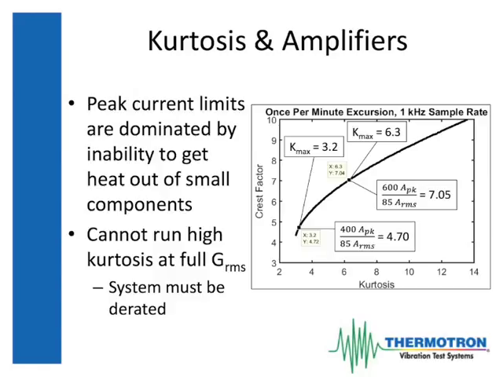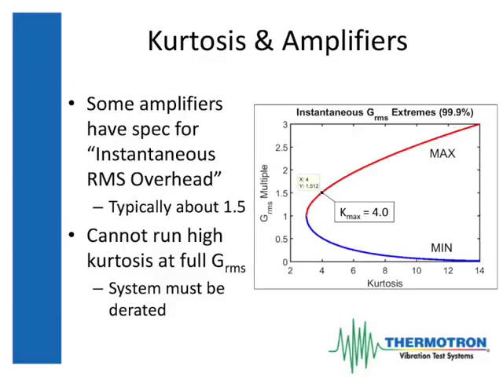To some degree, that maximum kurtosis of 6.3 is fictitious, because if we updated the inverters to use those 600 amp transistors, we would probably be able to increase the RMS rating as well, and so you'd be back down where you started, just at a higher RMS level. The upshot of this is you can't run kurtosis at the full GRMS of the system, and it has to be derated. Now, some amplifiers have a spec not for peak current, but for instantaneous RMS overhead.